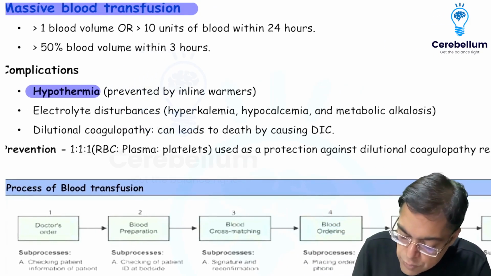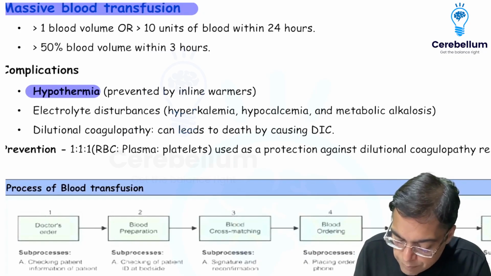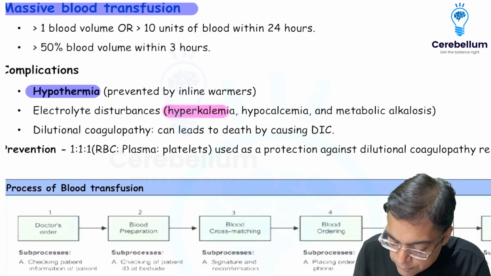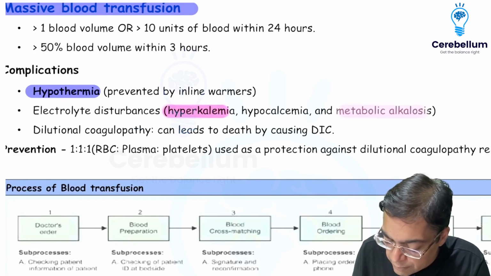There can be other problems which can be seen in case of transfusion. Say, for example, something like hyperkalemia. There could be a development of metabolic alkalosis. And the patients could also be having a development of hypocalcemia.